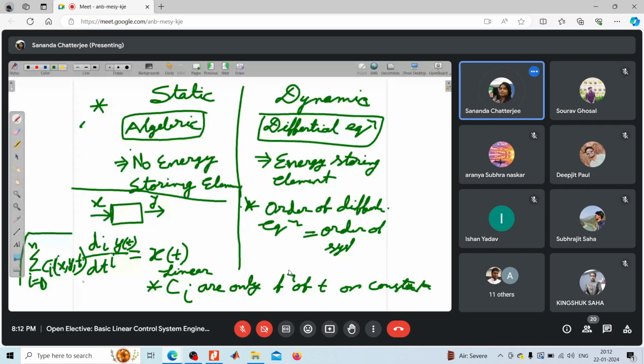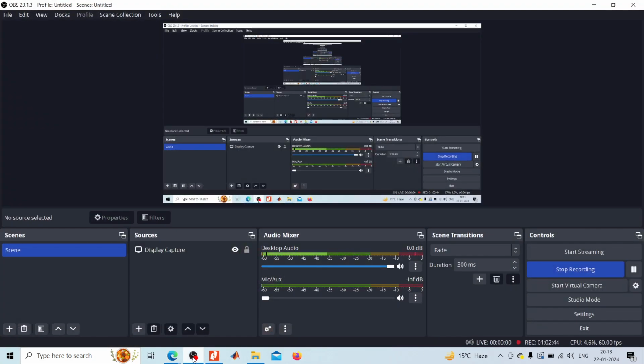Okay, if the CIs are only constants, not a function of time, then we will call them time invariant. And if there is time involved, then they are time varying systems.